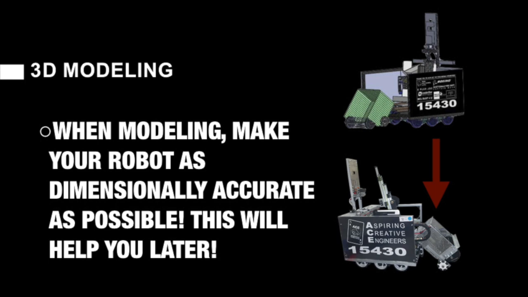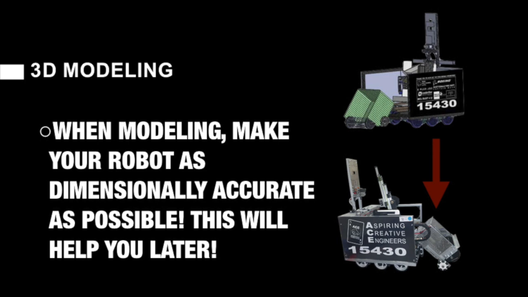Now let's talk about 3D modeling. 3D modeling is just as it sounds. When modeling, make your robot as dimensionally accurate as possible. This will help you later. If you look in the top right-hand corner of the screen, you will see our 2019 Rover Ruckus Robot Commander Spade that you've seen before as a CAD model.